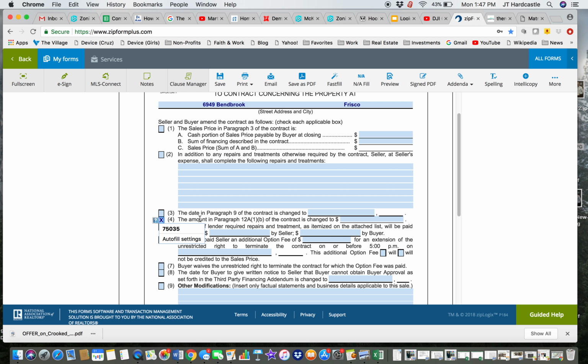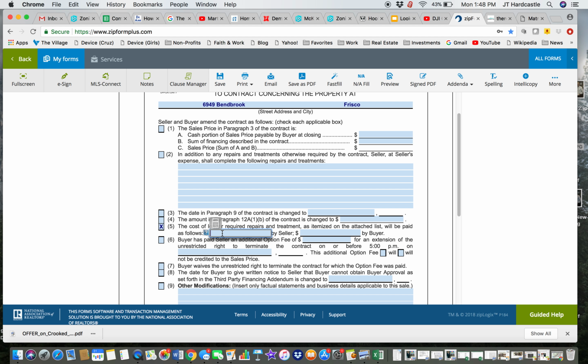Number 4, the amount in paragraph 12A 1B of the contract is changed to. So this is the section for seller concession on the original contract, if that is changed or if this is where you're asking for that. Let's say in lieu of repairs, they're going to give you $2,000 in seller concession. This is where you would put something like that.